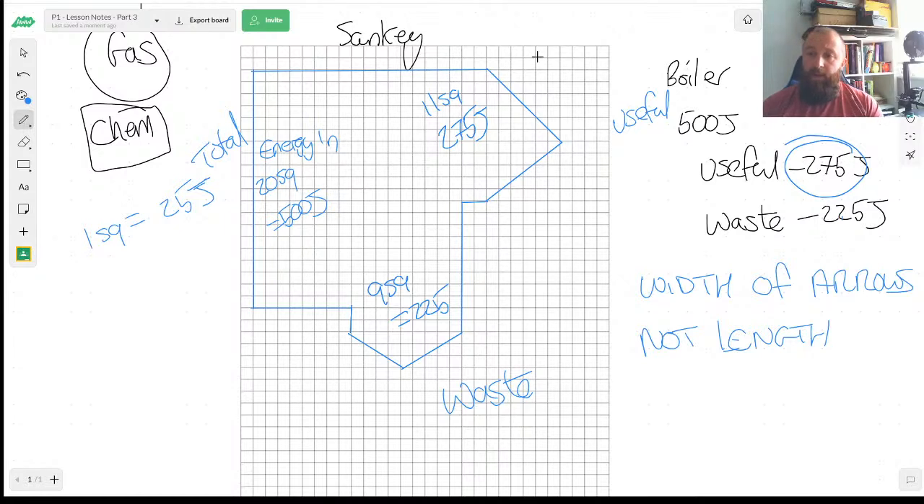putting out. So because it was 275 divided by 25 means I should have something that is 11 squares. So this is 11 squares wide, because that then represents 275 joules. I had 225 joules being wasted, so 225 divided by 25 gives me 9 squares. So this arrow had to be 9 squares wide, because it's the width of the arrow, not the length, that's important. Once we've worked that out, we just join them up to make them look like arrows.